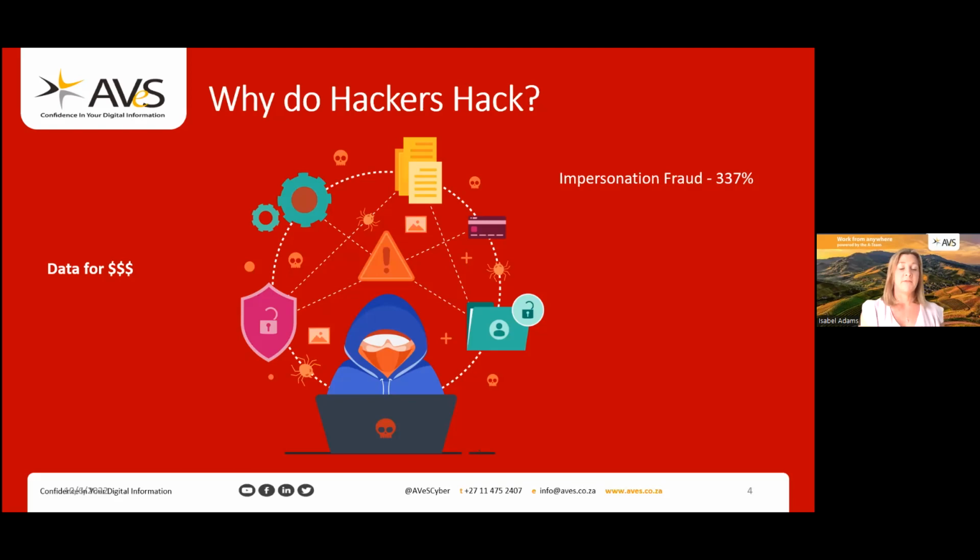From a personal perspective, and this impacts normal people like you and I, our information can be stolen and used for impersonation fraud, which went up last year in South Africa by 337%. What that means is that your information can be used to open up an account or take out a loan using your name. The bad actor then gets the funds or the gifts or anything that they've bought using your details. You are unaware that your information has been used to get that line of credit.